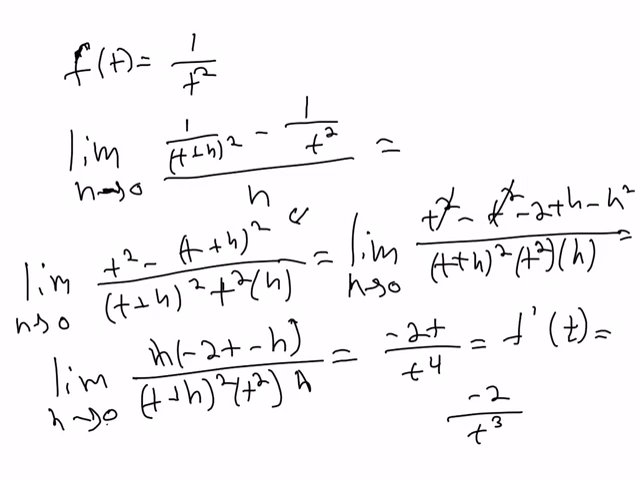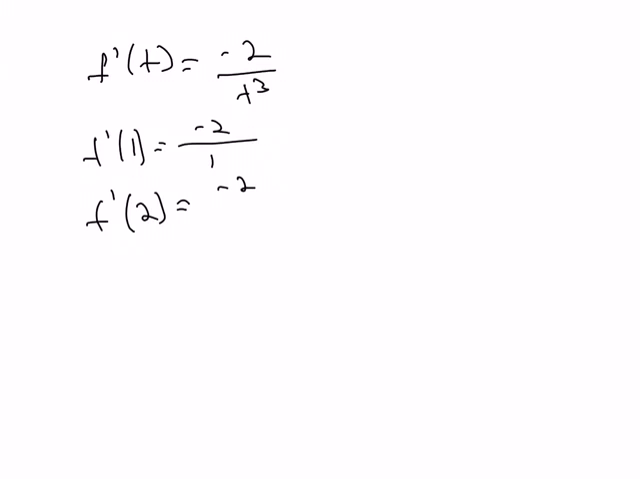So now we want to find this for t is 1, t is 2, t is 3. We know that f prime of t, or the rate of change of our function f, is going to be equal to negative 2 over t to the 3rd. So the rate of change of our function at 1 is just negative 2 over 1. The rate of change of our function at 2 is just negative 2 over 2 to the 3rd. The rate of change of our function at 3 is just negative 2 over 3 to the 3rd, and so on. So that is how quickly our function is changing.